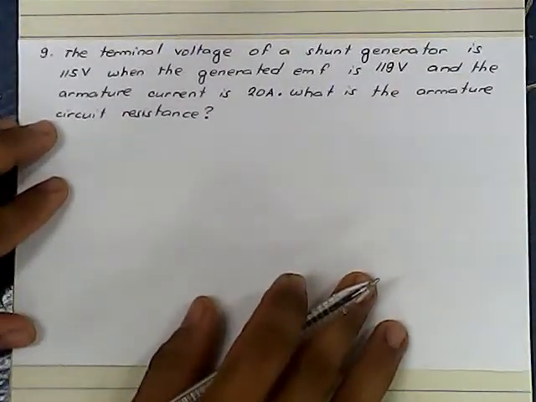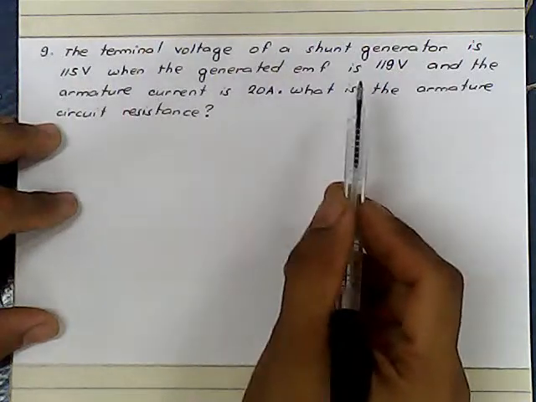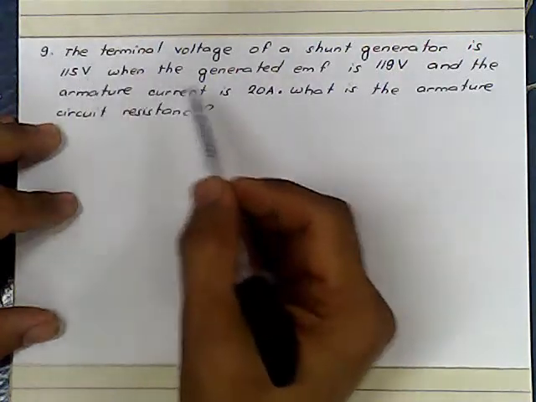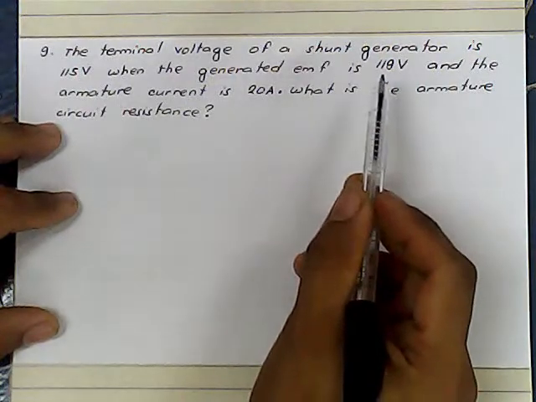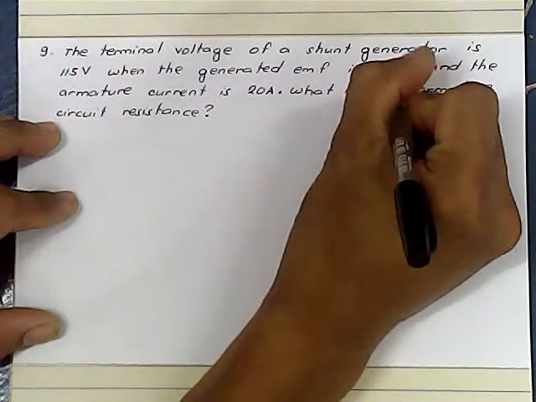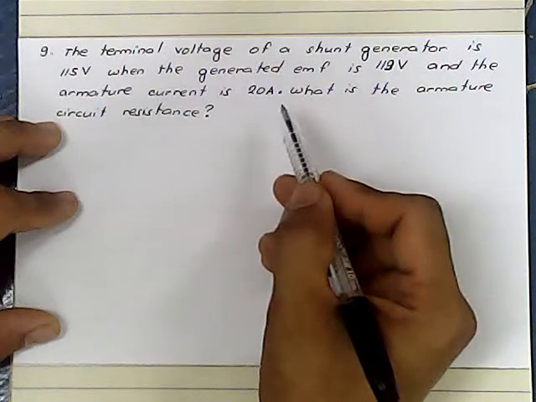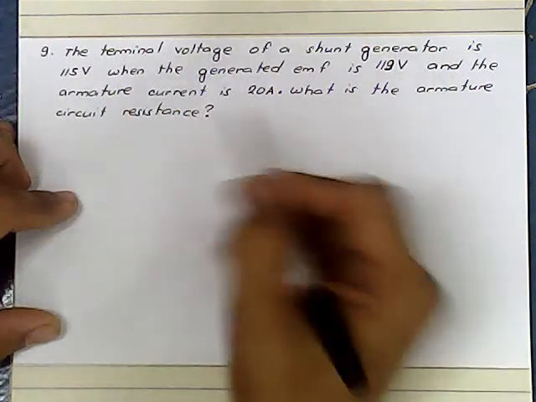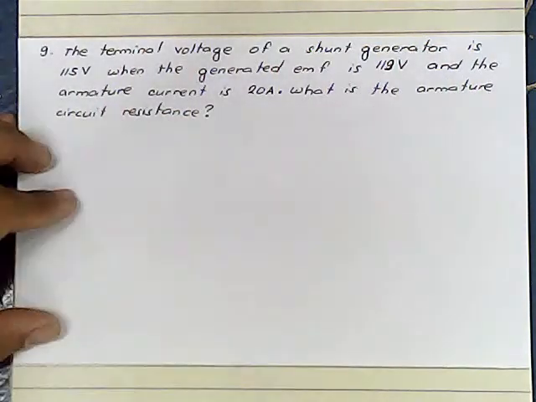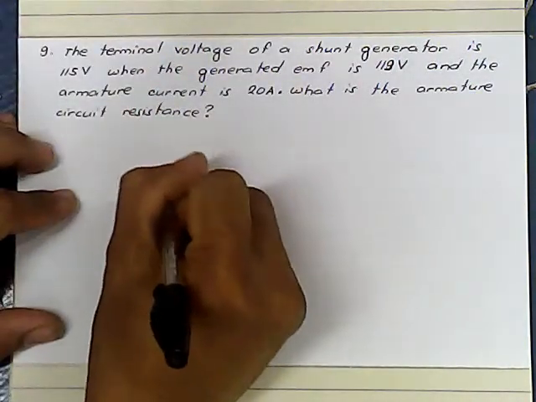Okay, let's proceed to problem number 9. The terminal voltage of a shunt generator is 115 volts when the generated EMF is 119, hindi po yan 198, kundi 119 volts, and the armature current is 20 amperes. Ang hinanap natin, what is the armature circuit resistance? So, drawing lang po ulit natin yung ating diagram.